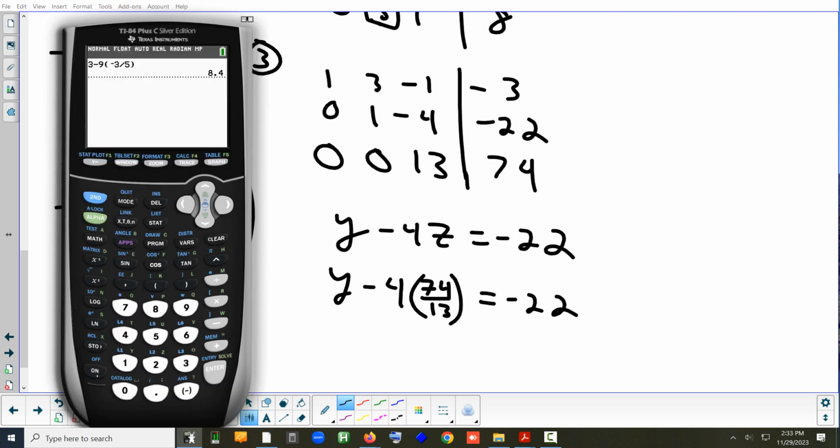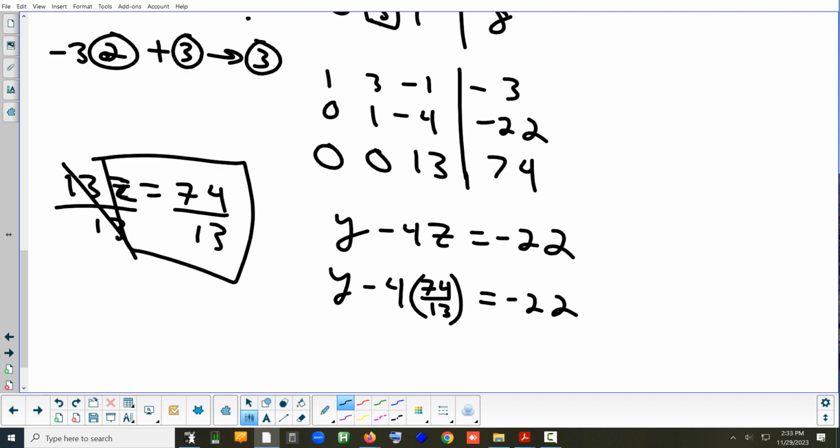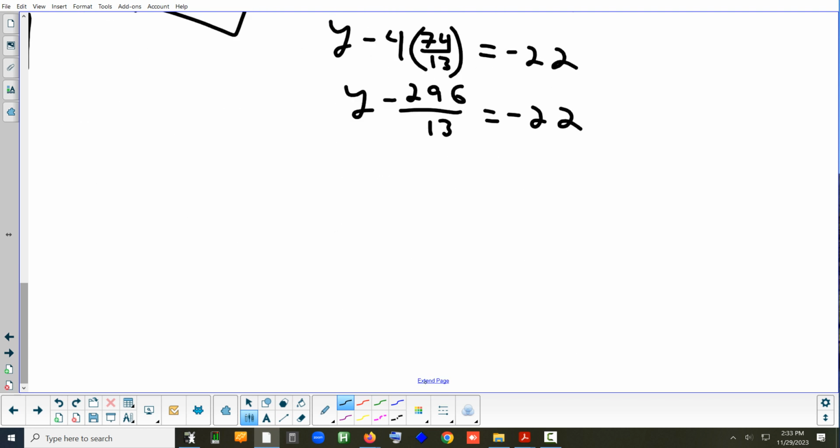Okay, so I'm going to do -4 times 74/13. Right, and I'm going to use that button I showed you earlier to change it to a fraction. Math, fraction. Negative 296 over 13. And what would be our last step to get y by itself? Add the fraction to the other side.